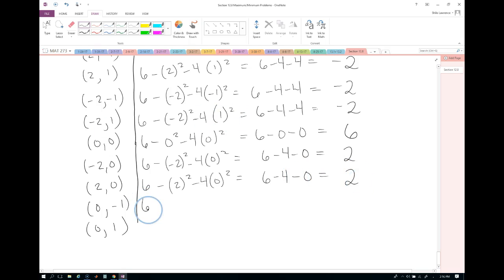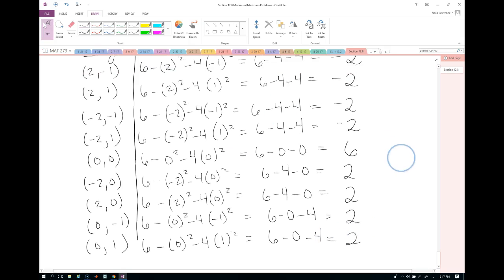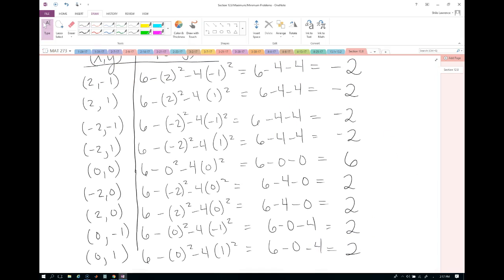And then these last two will be slightly different. We've got 6 minus 0 squared minus 4 times -1 squared, which is 6 minus 0 minus 4. Oh, it actually gives us the same value. And then 6 minus 0 squared minus 4 times 1 squared, 6 minus 0 minus 4 is +2. So we only got 3 different values back. We got -2s, a +6, and a bunch of +2s.